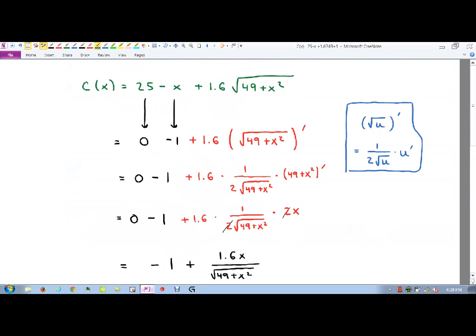We're trying to find the derivative of this cost function, which would be here. So let me show you what we do here. The derivative of a constant is going to be 0, so that's always true. Anytime you have a constant, take the derivative, you get 0.